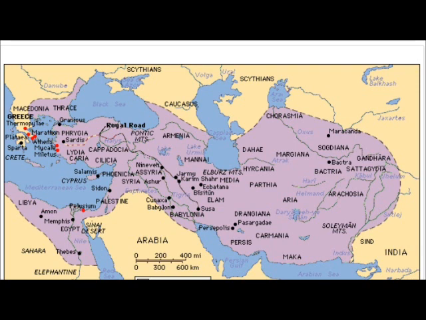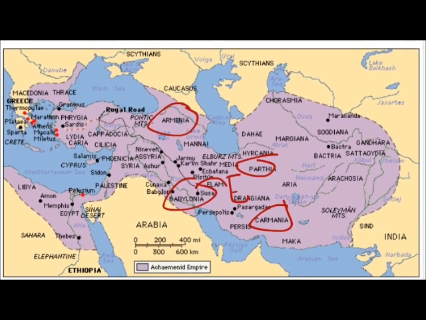Now, here's a map of all the satrapies out there in the Persian Empire. This one's the Achaemenid. And you can see that there are many of them. Armenia was famous. And then there are some over here: Carmania, Parthia, which later will rule Babylonia, and all of them report back to the emperor.